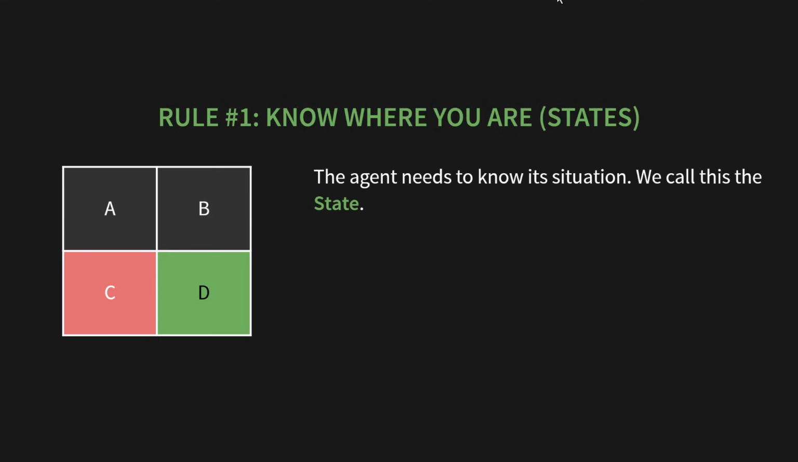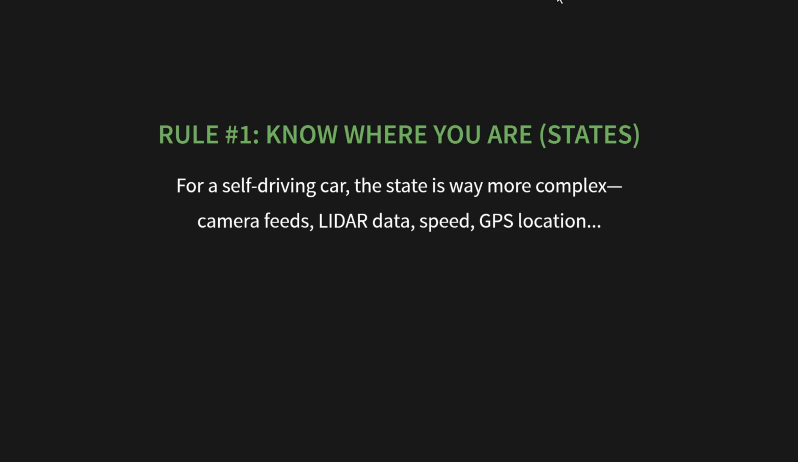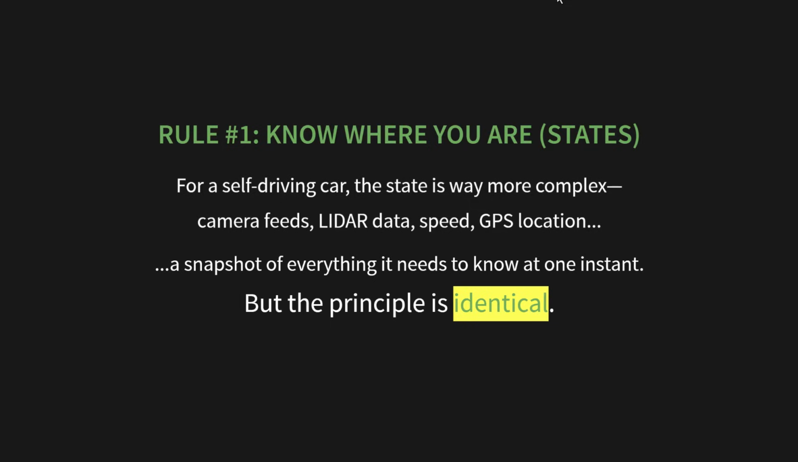For our little agent in the maze, the state is just its location. Are you on square A? That's a state. Are you on square B? That's another state. Check it out on the slide. The set of all possible places you can be is the state space. For us, that's just A, B, C, and D. A state is just a concrete answer to the question, where am I right now? Of course, for a self-driving car, the state is way more complex. It's all the camera feeds, the LiDAR data, your current speed, the GPS location. It's a huge snapshot of everything it needs to know about the world at one single instant. But the principle is exactly the same.